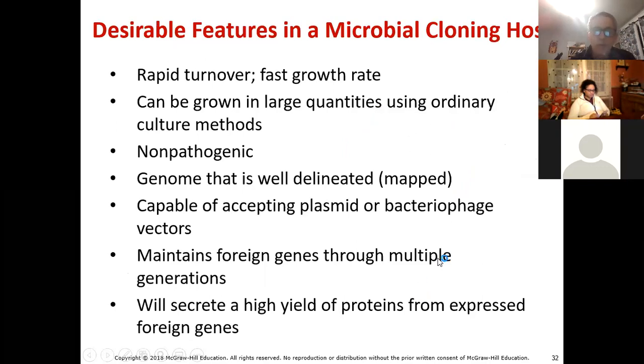Microbial cloning has rapid turnover and fast growth. You can grow large quantities using ordinary culture methods. It's non-pathogenic, and the genome is well delineated. In other words, you would know all the genes on the plasmid, capable of accepting plasmids or bacteriophage as vectors for a foreign gene. You can maintain foreign genes through multiple generations, and you can put those into situations where they'll express the proteins. In an industrial setting, you can harvest the proteins, make the bacteria make an antibiotic for you, make a vitamin for you, grow up large quantities and isolate it.